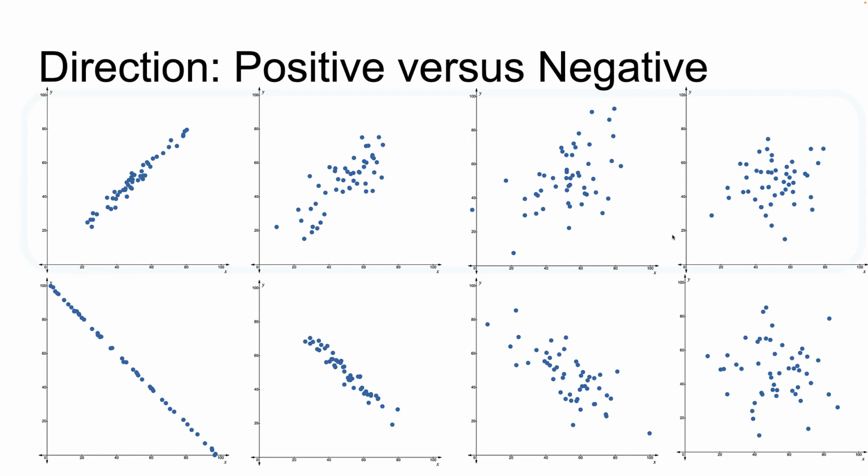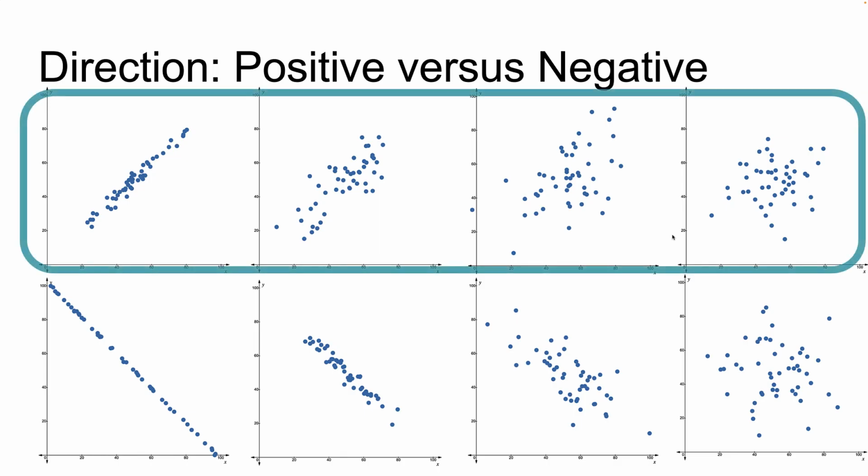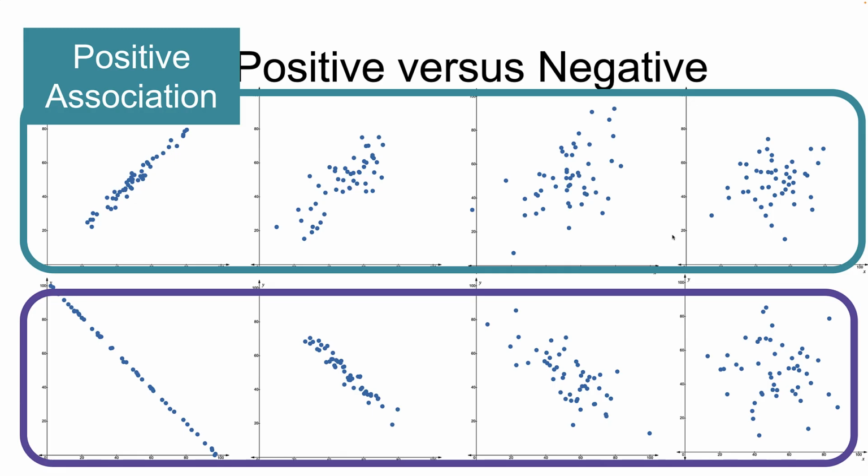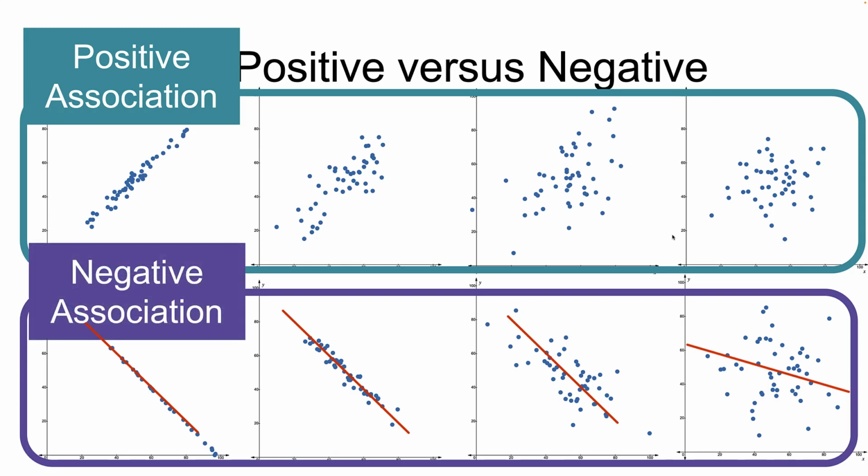Let's compare positive association versus negative association. The four graphs on the top all have an upward trend from left to right. So we would say that these four graphs have a positive association. The graphs on the bottom all have a downward trend from left to right. So we would say that these four graphs have a negative association. It's really important that when you're looking for the direction, you always have to look at the trend going from left to right.